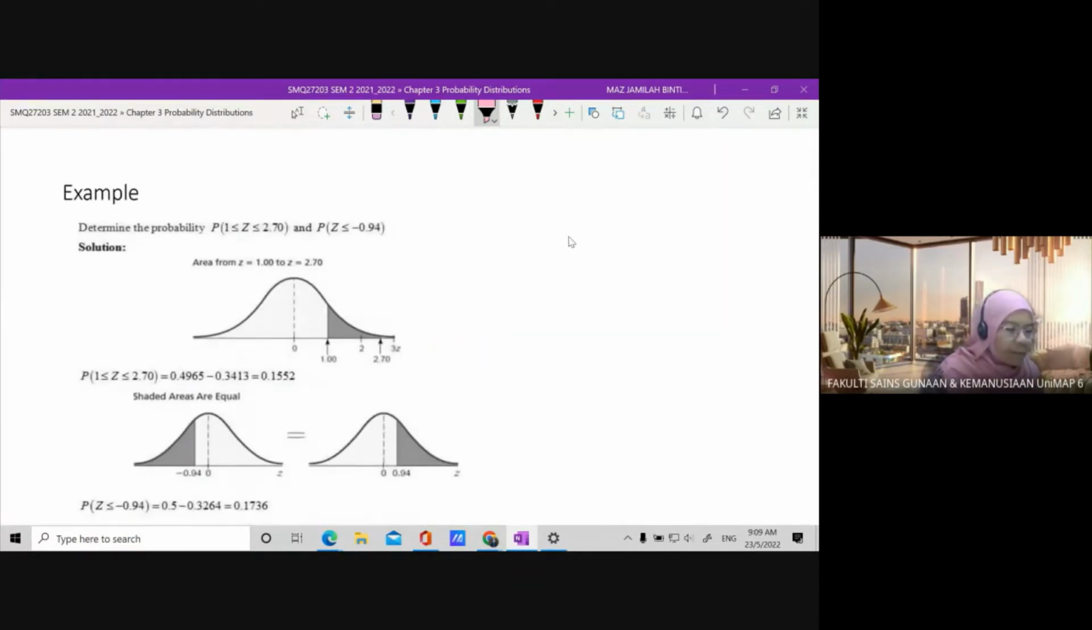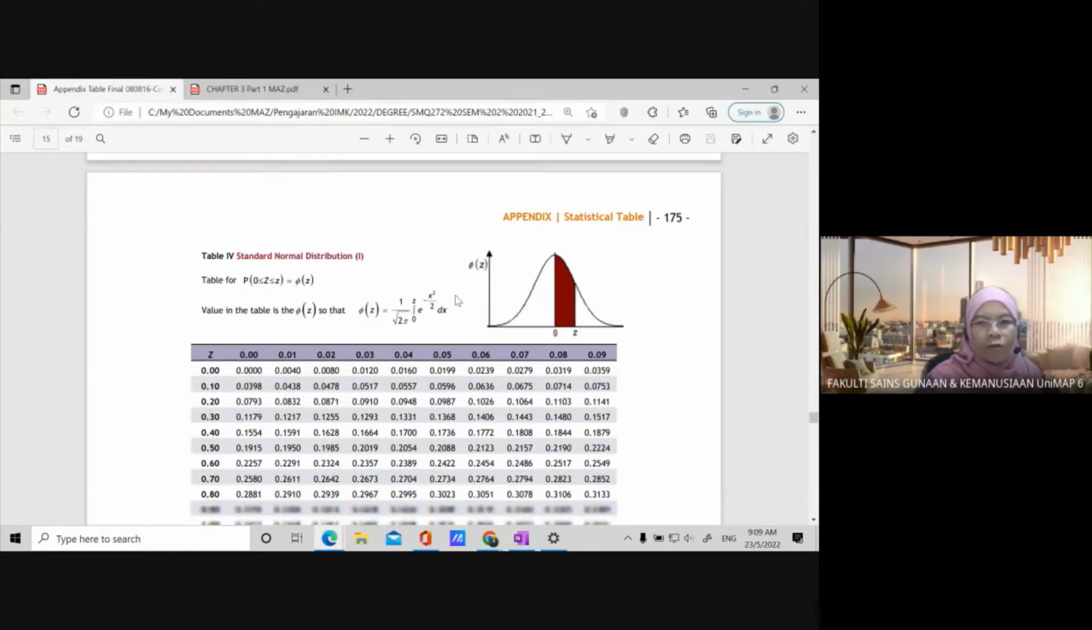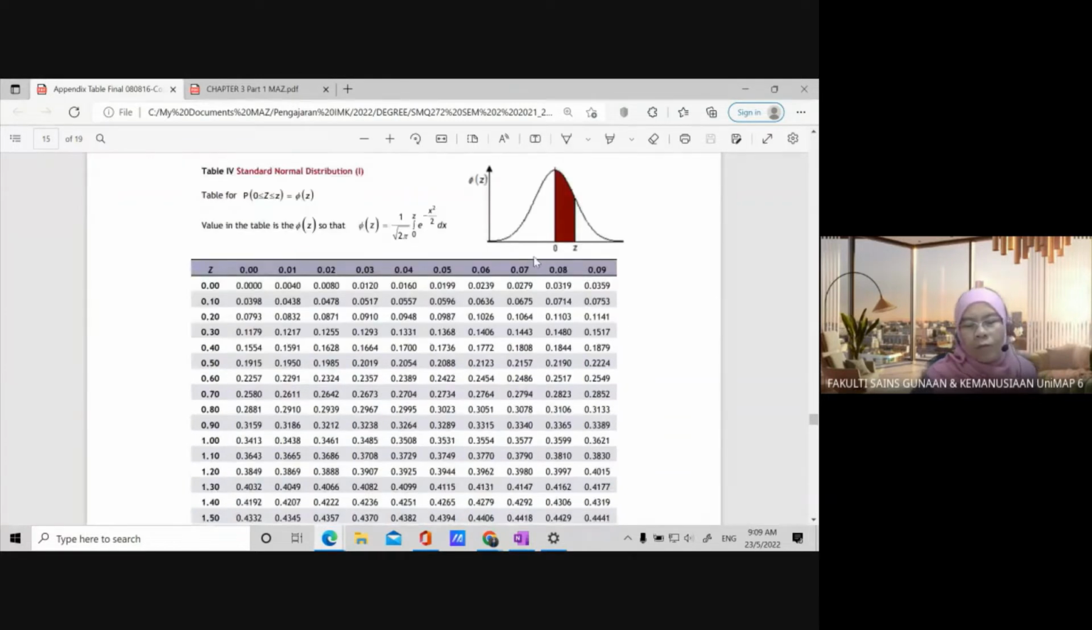Now, an example of how to solve this particular problem. Class, how does your distribution look like? This is how the distribution looks like. And this will be the normal table or standard normal table that you are going to use for your problem solving.